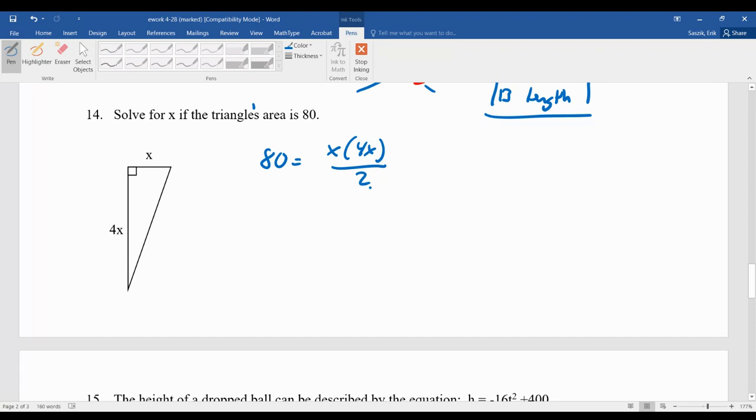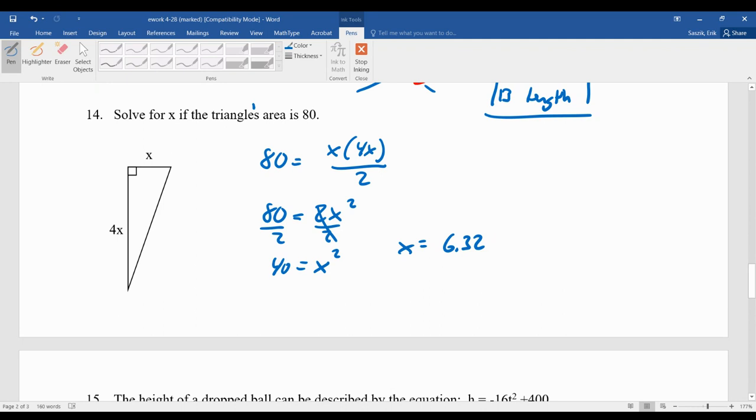Now, one thing you can do here is you can solve this a bunch of ways, right? x times 4x is 4x squared, but 4x squared over 2 is 2x squared. Divide by 2, and you get 40 equals x squared. Okay, now that's not going to be a nice perfect square. If we take the square root of that, we do get x equals 6.32.